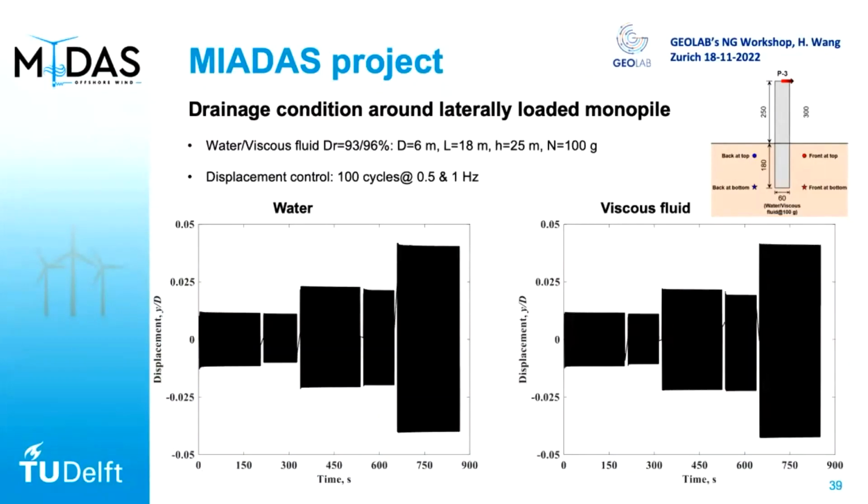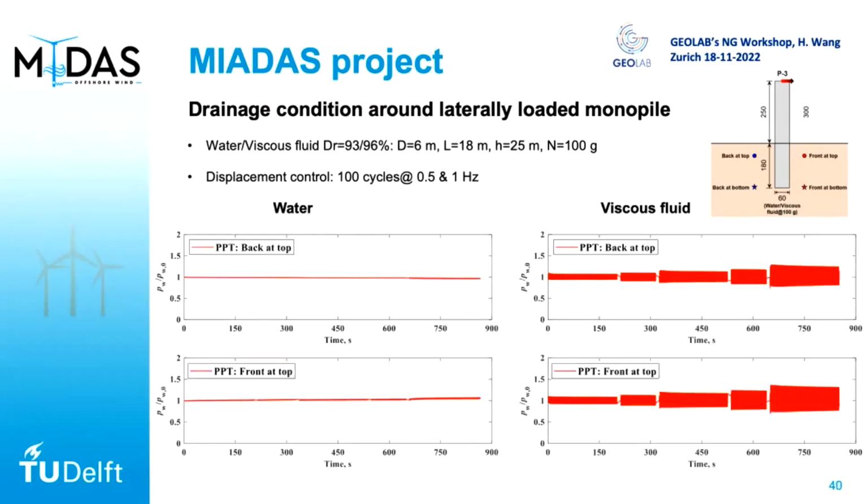Then we did some cyclic tests, as you can see, in both water- and viscous-fluid-saturated soil, at different displacement amplitudes and different frequencies. On the left is the pore pressure response in the water, which is almost nothing; it's very, very small. On the right, there is more response from the pore pressure, so there is excess pore pressure generated.